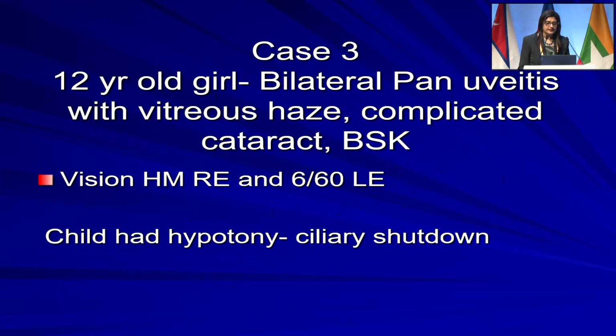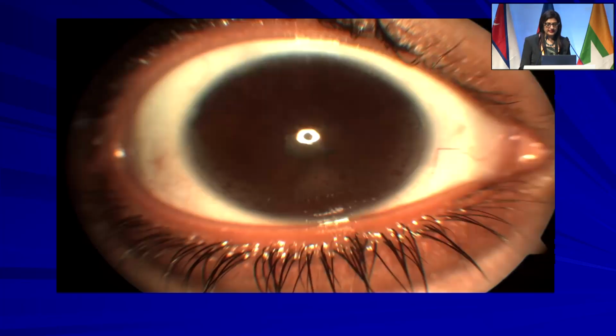The last case: a 12-year-old girl with bilateral panuveitis with vitreous haze, complicated cataract, and BSK. Vision is hand movements in the right eye and 6/60 in the left eye, with hypotony and ciliary shutdown, and this is how she presented to us.